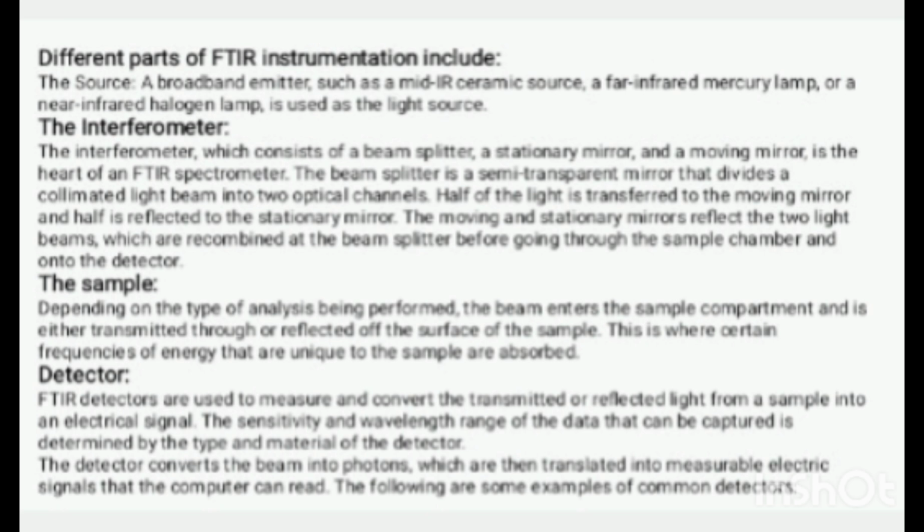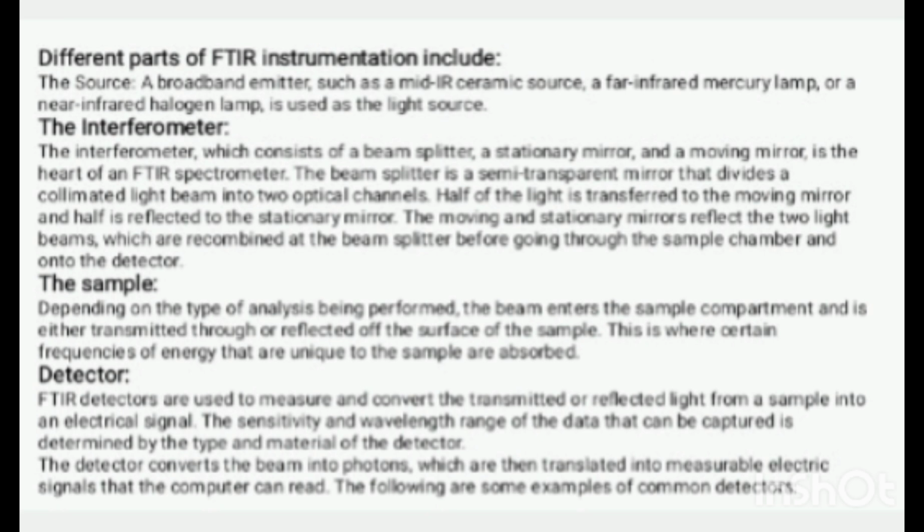spectrometer. The beam splitter is a semi-transparent mirror that divides a collimated light beam into two optical channels. Half of the light is transmitted to the moving mirror and half is reflected to the stationary mirror. The moving and stationary mirrors reflect the two light beams, which are recombined at the beam splitter before going through the sample chamber and onto the detector.